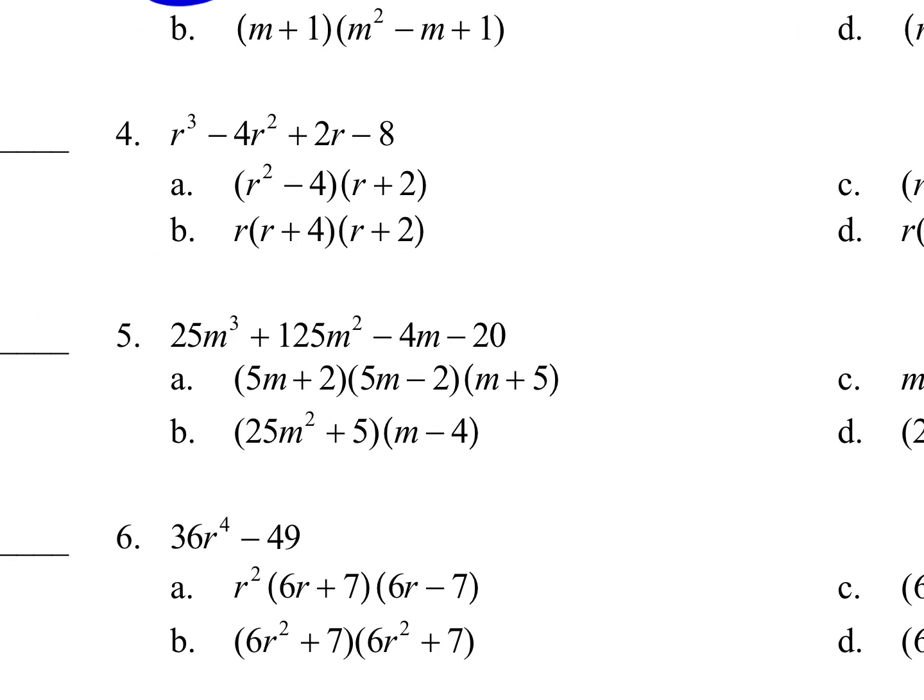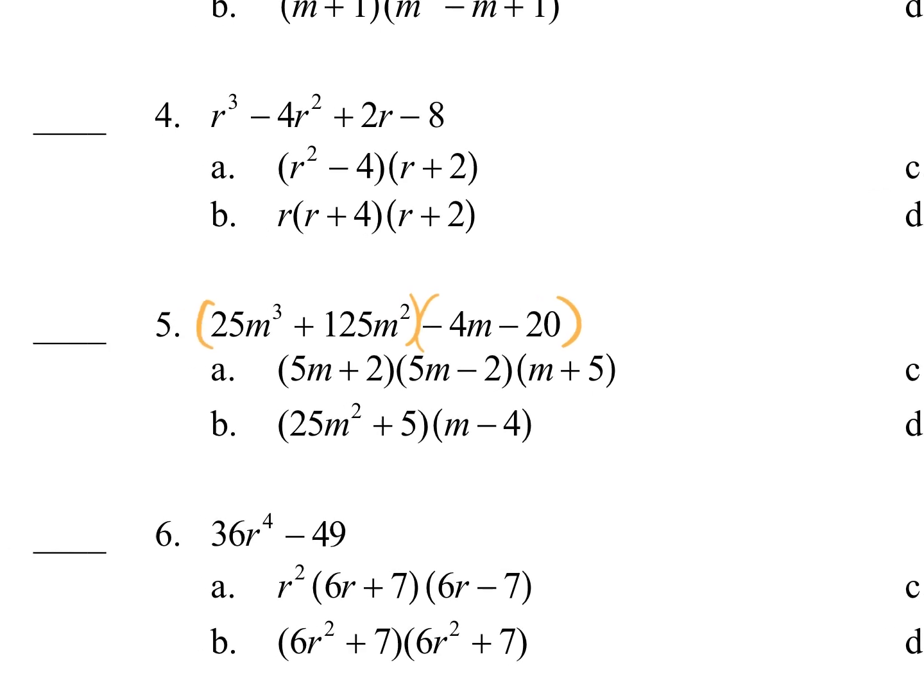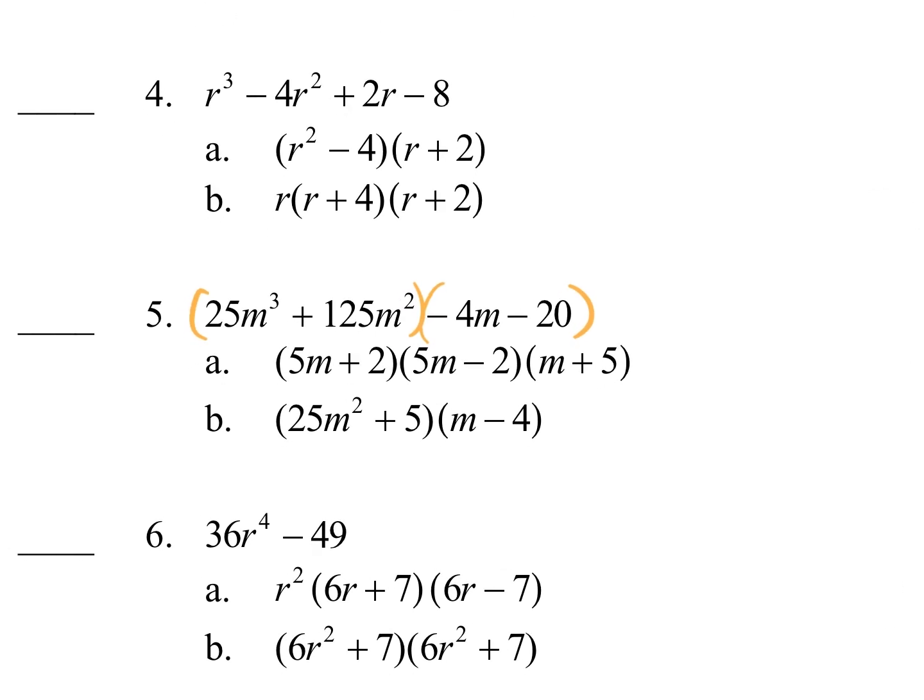When we have 4 terms, how would we factor? Grouping. We group the first 2, group the second 2. What's the GCF from the first group? 25m squared. What are we left with when we divide both of these by 25m squared? So 25 divided by 25 would just be 1. And m to the 3rd power divided by m to the 2nd power would just be m. And what's 125 divided by 25? 5. And m to the 2nd power divided by m to the 2nd power cancels.